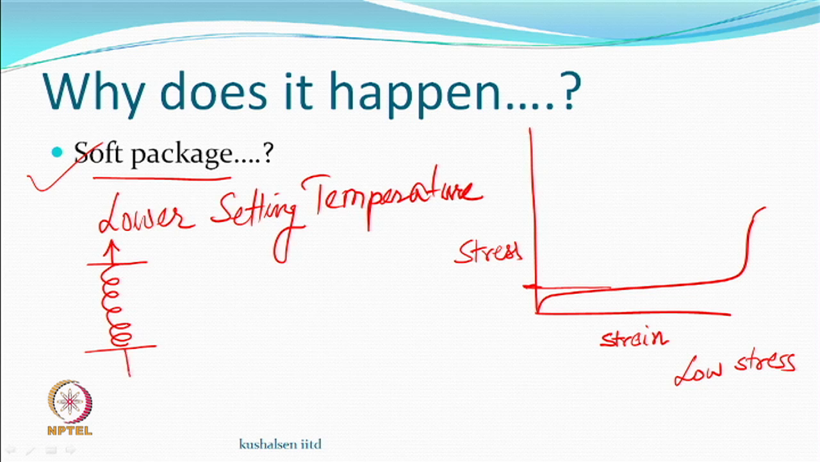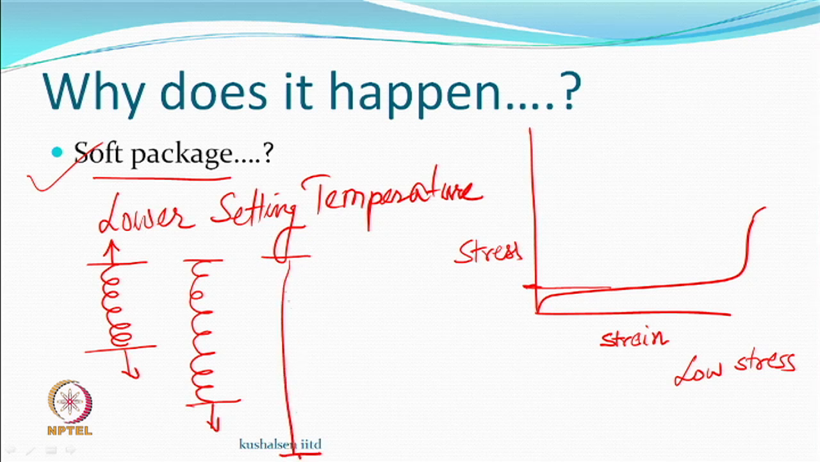I pull, let us say I pull only downwards, then we will get extended length. If we have more tension, maybe we get fully extended yarn.